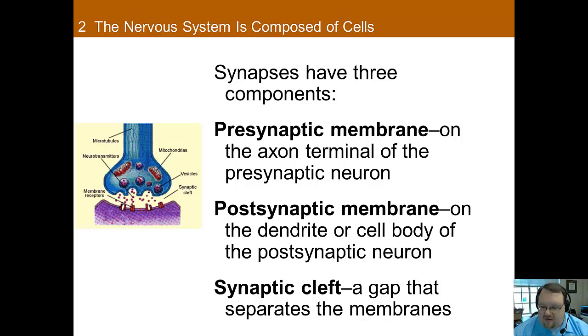Synapses, those small separations between the axon and the dendrite, have three main components you need to know about. You have the presynaptic membrane that's up here, which is on the axon terminal. You have the postsynaptic membrane that's down here on the dendrite that's receiving the information. And then you have the synaptic cleft, which is the space in the middle that is empty, the gap.